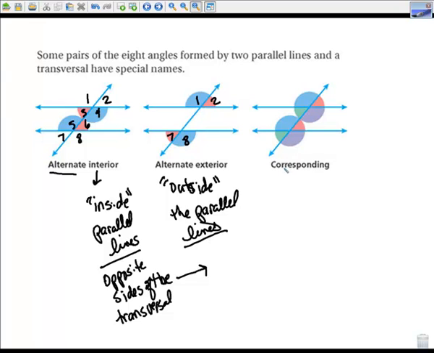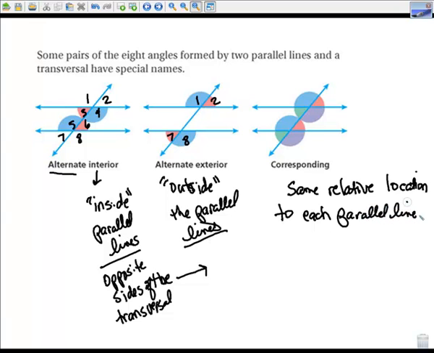And then we have corresponding angles. They're in the same relative location to each parallel line, and they're on the same side of the transversal.